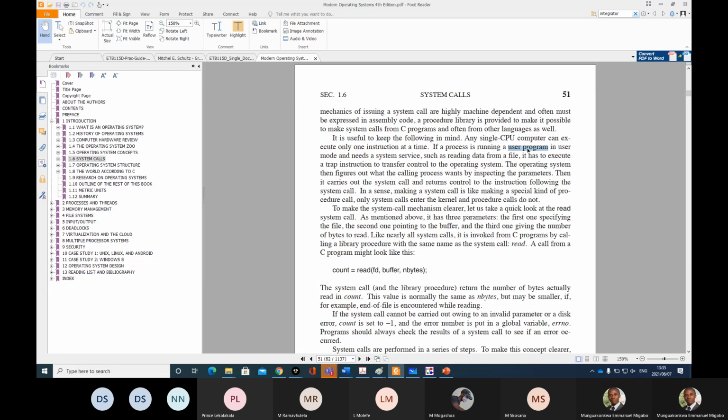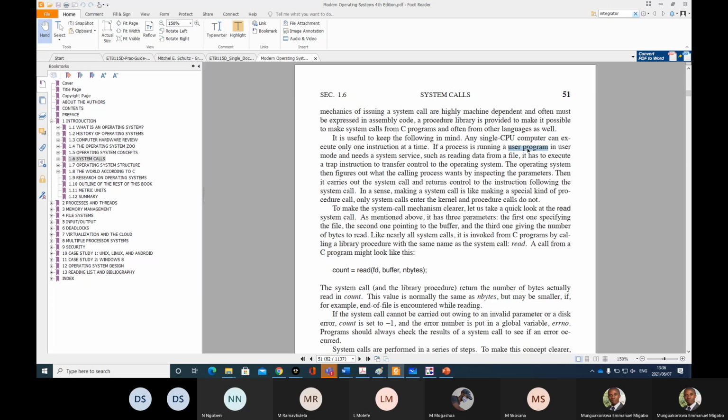Okay. In a sense, making a system call is like making a special kind of procedure call. Only system calls enter the kernel and procedure calls do not. So we should make a difference between system calls and procedure calls. Although system calls look like procedure calls when they are automated, the difference is that system calls directly affect the kernel part of the computer system, while procedures do not get to that level.